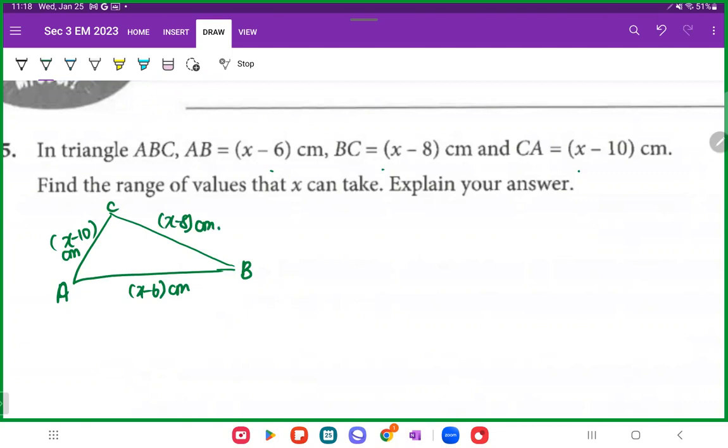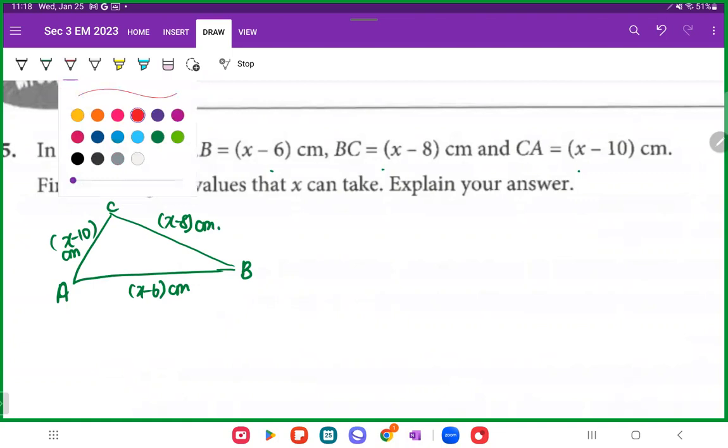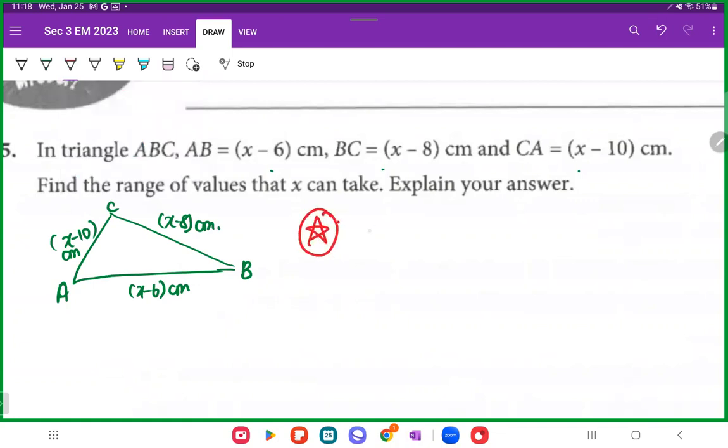Okay, so some things you need to know for a triangle. You need to star these, or highlight this portion. The sum of the 2 short lengths must be greater than the longest length. If not, the triangle cannot form. Okay, so if you can highlight this portion, go ahead and highlight. The sum of 2 shortest lengths has to be longer than the longest length of the triangle. If not, it cannot work.